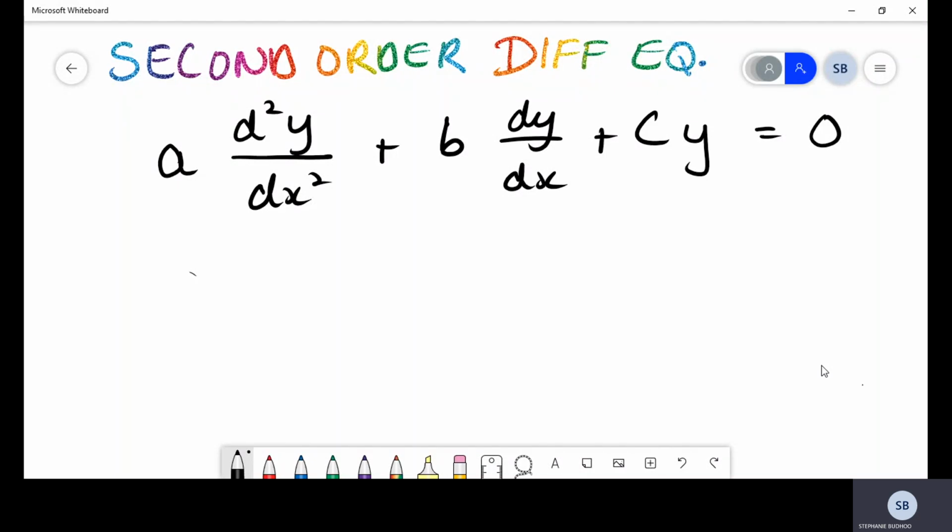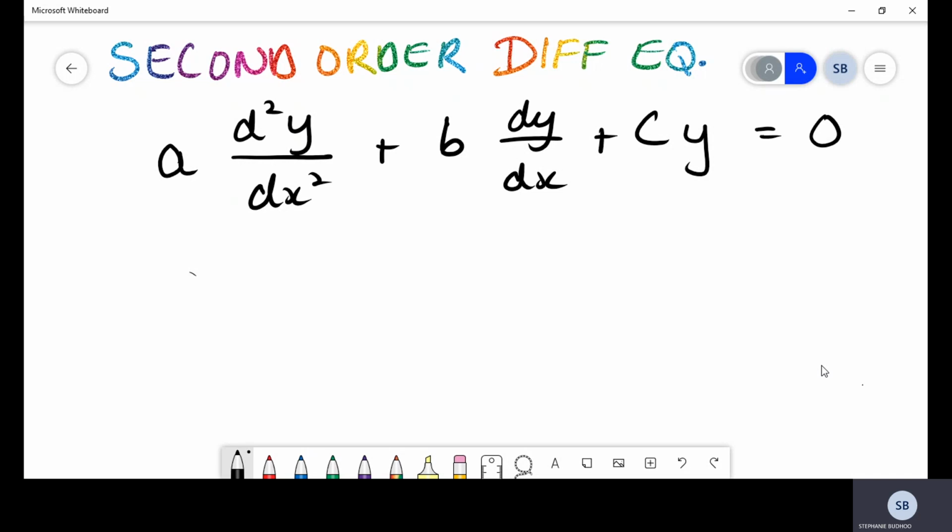Hi guys, so today we're going to do some more fun with differential equations. This time we're looking at second order differential equations, and we're going to be looking at those linear forms where they're in the form a d2y/dx squared plus b dy/dx plus cy equals 0.